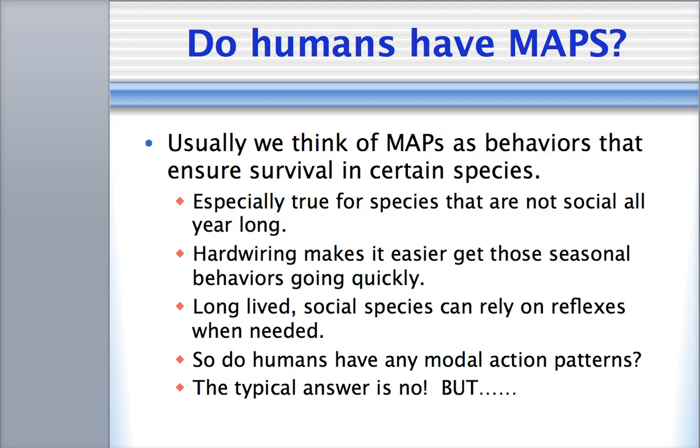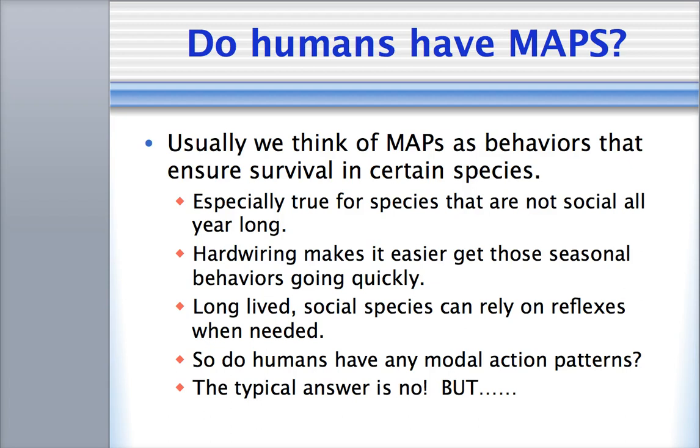Part of me feels like this is a little bit where the line in the sand has been drawn to separate humans from the animal world. So we say, oh, animals have fixed action patterns, but we don't, we learn. We just have reflexes that we need in super emergencies where we do have to make a quick decision or we could get hurt. The rest we can learn. So we drew a line in the sand and it's the way we've defined modal action pattern that makes it hard to find them in humans.